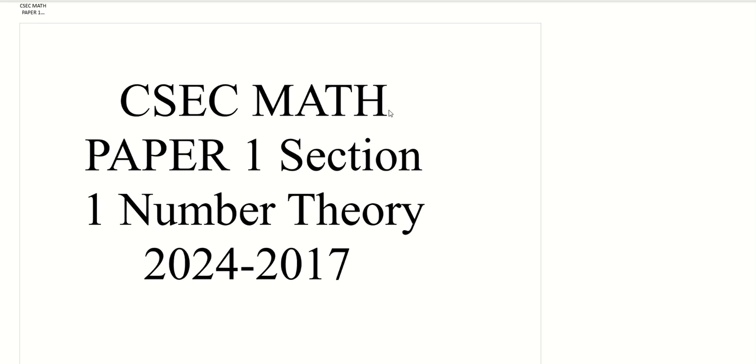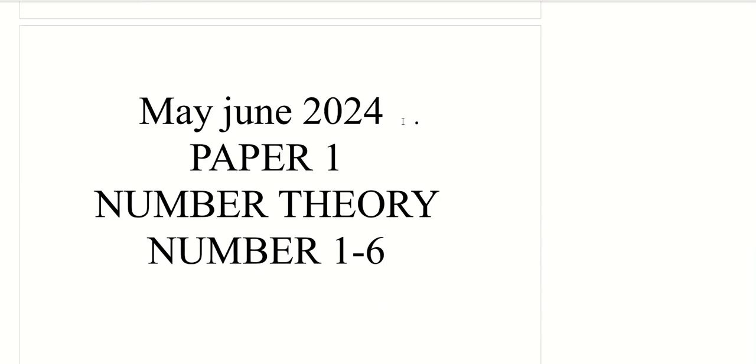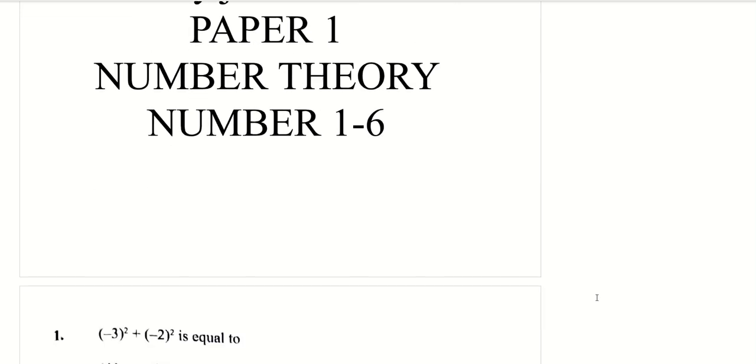So today we are going to be doing section 1 in paper 1, past papers from 2024 to 2017. Please note that section 1 is known as your number theory section, and it is usually 1 to 6. So in May, June 2024, paper 1, number 1 to 6. So let's start with number 1.